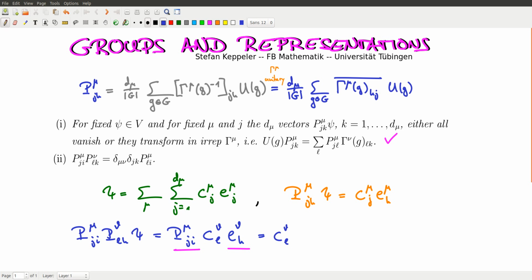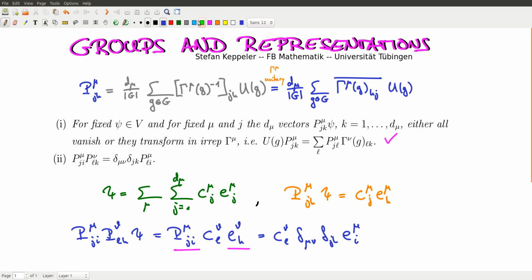We now pick the coefficient with the mu nu, but there is only one term here. This is not an expansion anymore, so this is only non-zero if mu is equal to nu and if j is equal to k. We have a delta mu nu, a delta jk, and the result is proportional to e mu i.